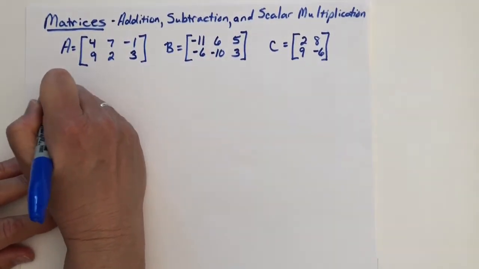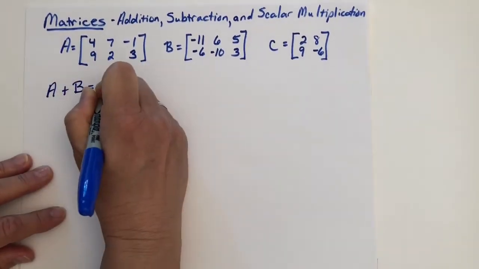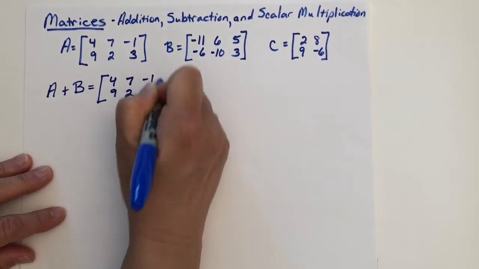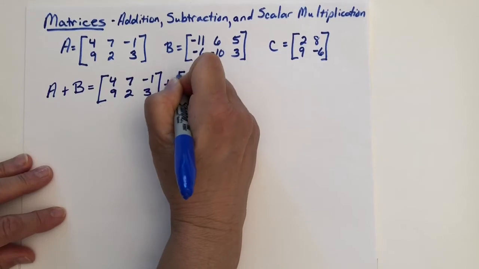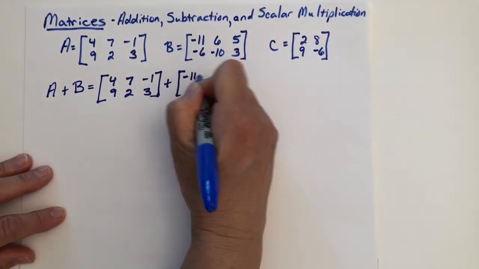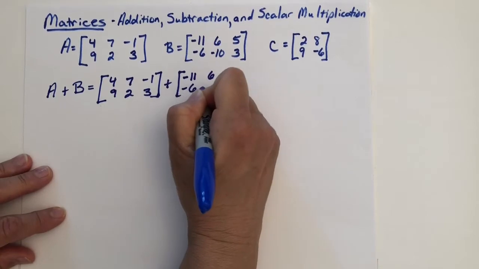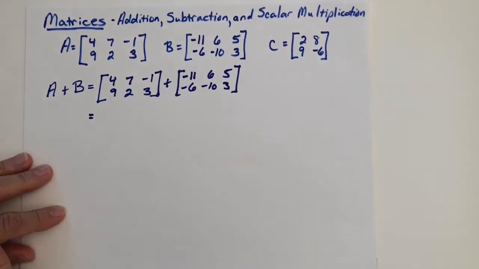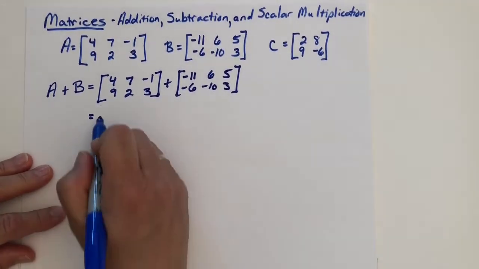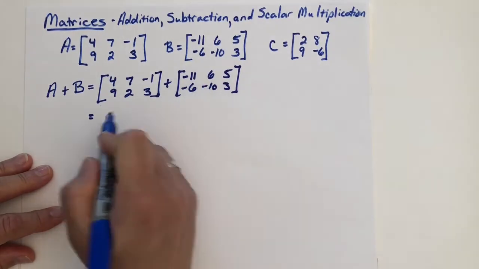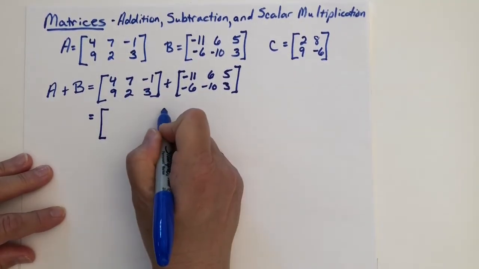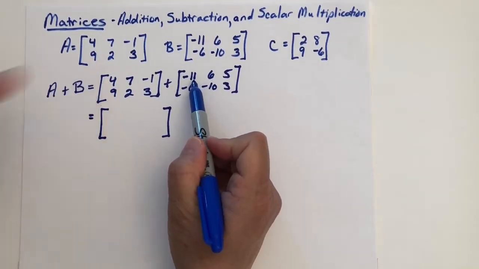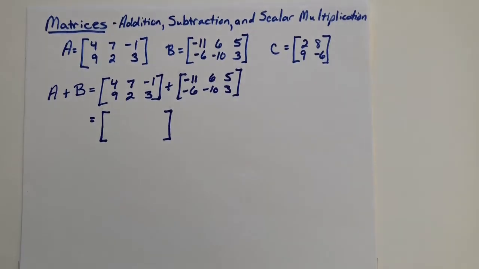So if I asked you to add A plus B together, we would have those two matrices. Let's just write them down. There's our matrix A, here's our matrix B. And when we add matrices together, we add corresponding entries. So this is a 2 by 3 matrix, this is a 2 by 3 matrix. Our result will be a 2 by 3 matrix. And we add those corresponding entries, meaning we have 4 plus negative 11, that's negative 7.